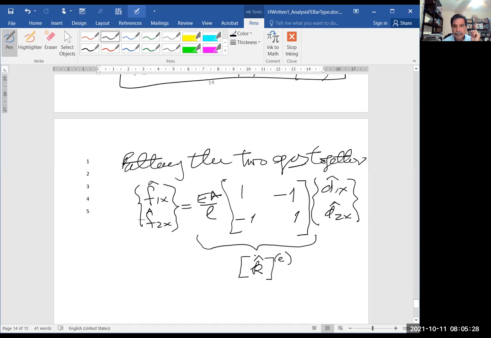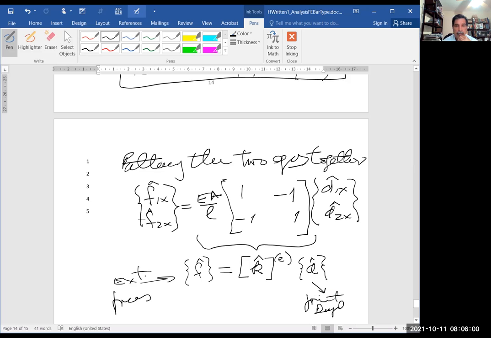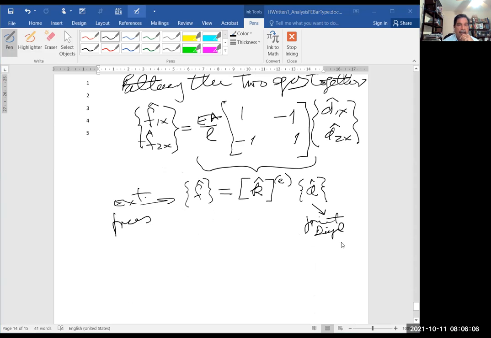We will explain that. Okay, so we can say that the external forces on the joints is equal to the stiffness matrix of the element multiplied by the joint displacements. This is external forces. This is joint displacements. And who connects these two? This is what we were looking for.